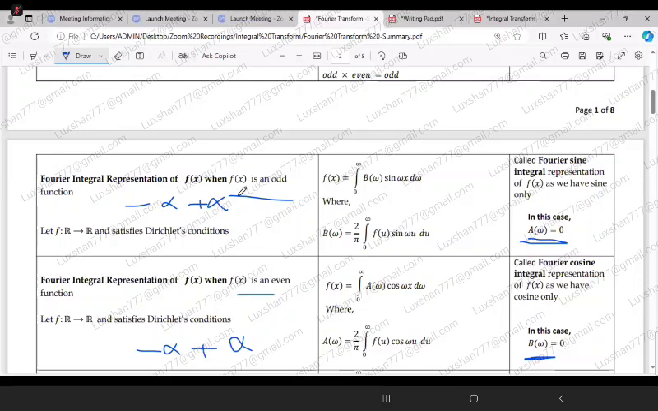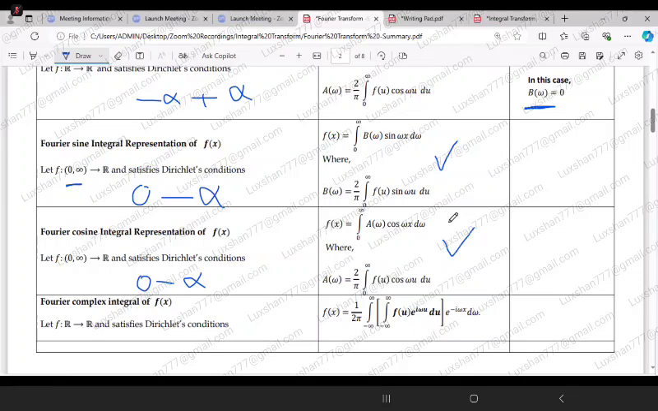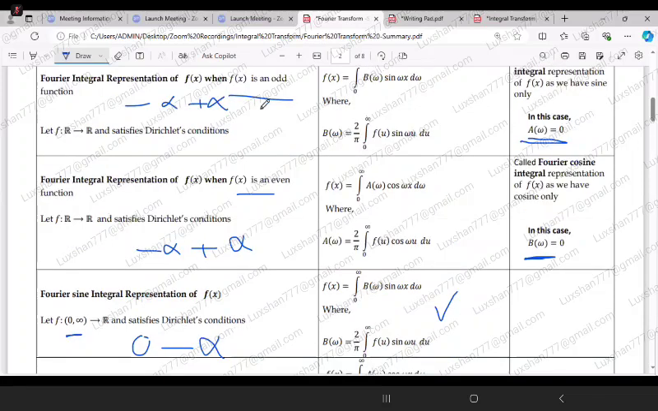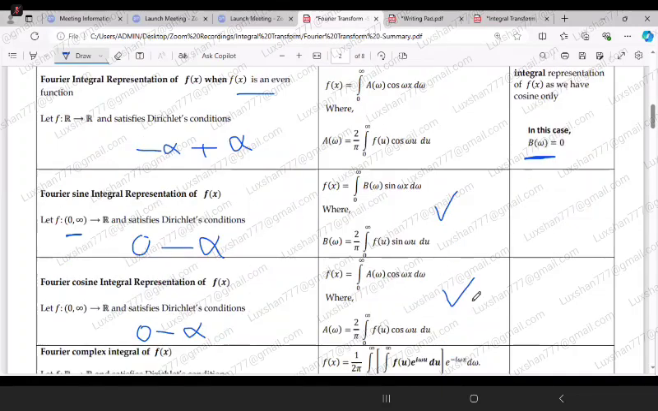If you don't understand, don't worry. What I am trying to say is, if the range is 0 to infinity, the function need not be either odd or even. We can always write its sine integral representation and cosine integral representation. If the function is odd or even over minus infinity to plus infinity, the full form normally reduces to sine and cosine. But if the range is 0 to infinity, any function can be written as a sine or as a cosine.